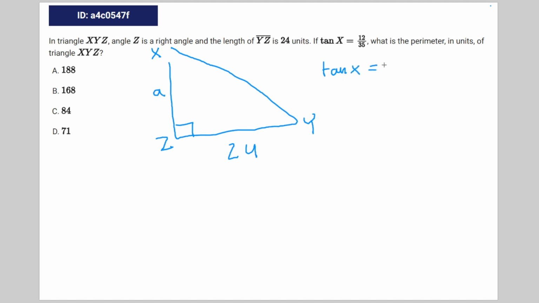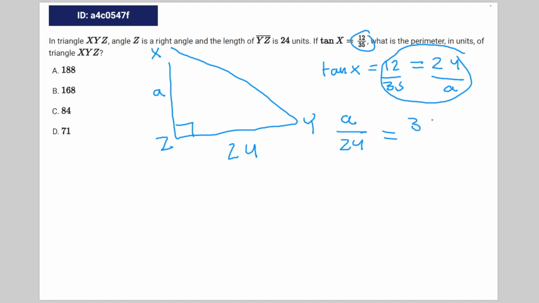Tan of X is equal to 12 over 35, which is the given value. And then that's going to be, in the given model, 24 over adjacent. So to find out the adjacent, it's just going to be some simple algebra. Take the reciprocal of this equation, you're going to get a over 24 is equal to 35 divided by 12. Multiply both sides by 12, you're going to get a divided by 2 is equal to 35. Multiply both sides by 2, you're going to get a is equal to 70.